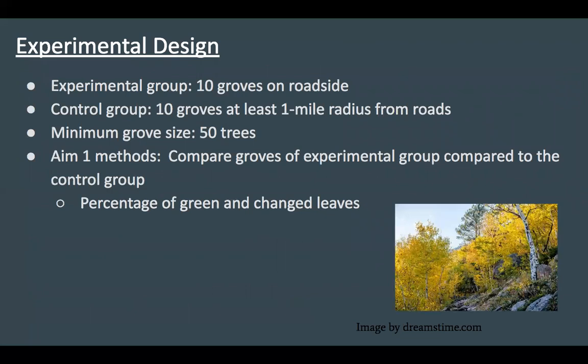My experimental design will include an experimental group, which has 10 groves of aspens on the roadside, and a control group, which includes 10 groves at least 1 mile radius away from the roads. For each grove, I will require there to be at least 50 trees. For my aim 1 methods, we will compare groves of the experimental group to the control group I mentioned earlier. To do this, we will observe the aspen trees individually and figure out a percentage of green and changed leaves on each tree.